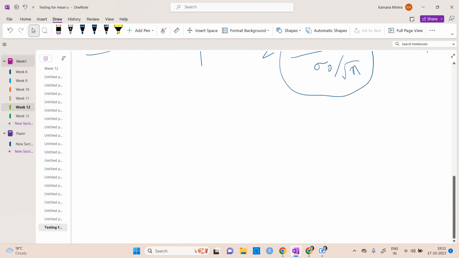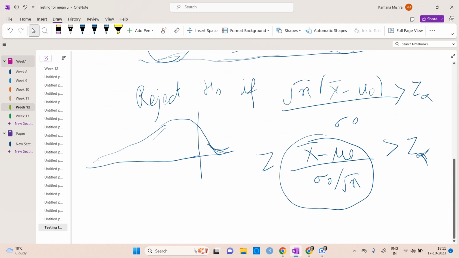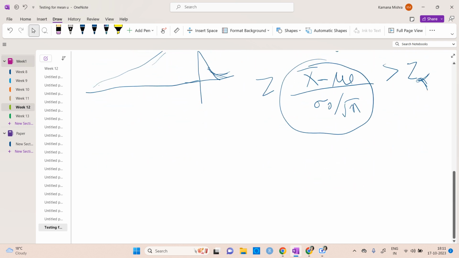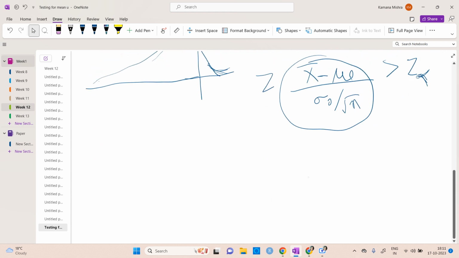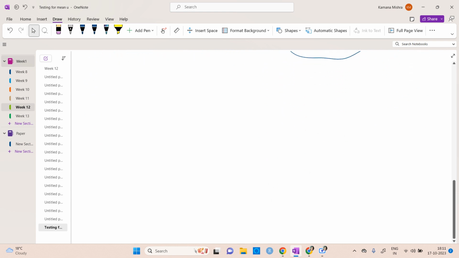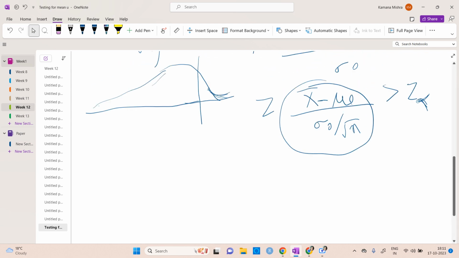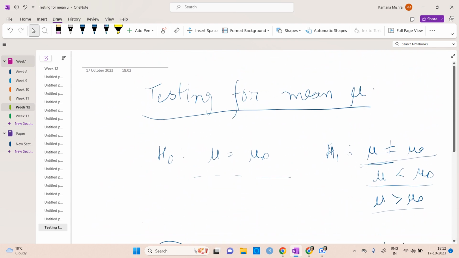If you do it in this part, then it will be minus z alpha, because this part is minus z alpha. Okay, so here we have taken case 1, where sigma square was known.